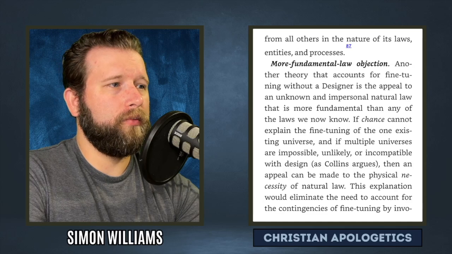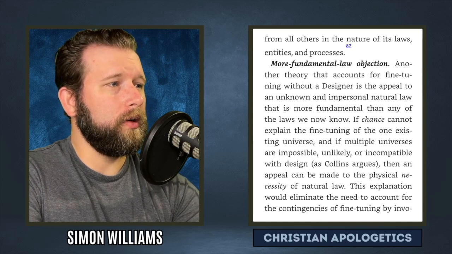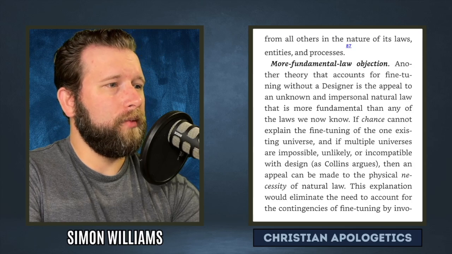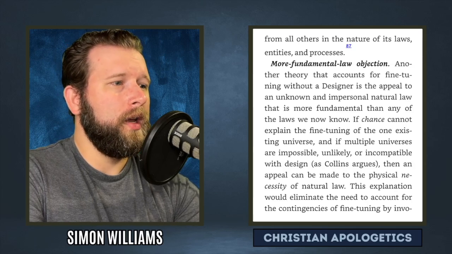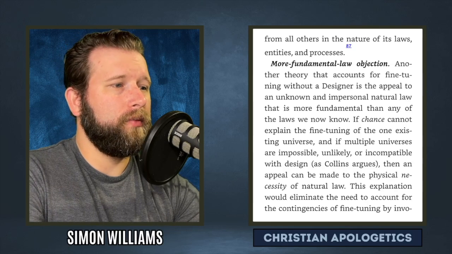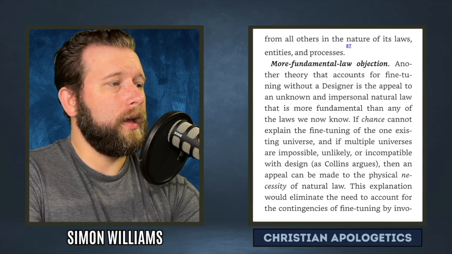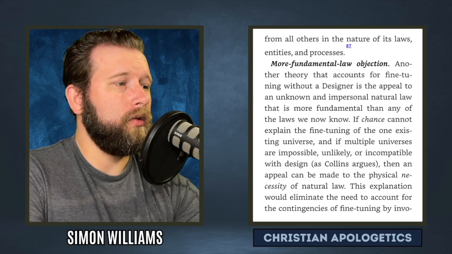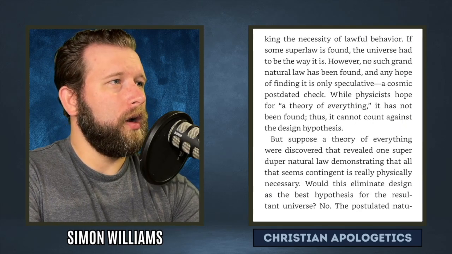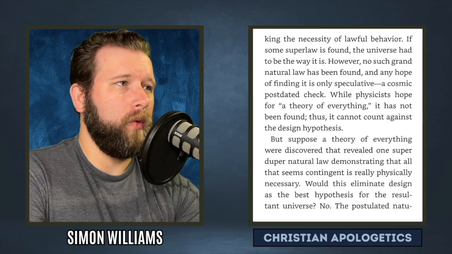If chance cannot explain the fine-tuning of one existing universe, and if multiple universes are impossible, unlikely, or incompatible with design, as Collins argues, then an appeal can be made to physical necessity or natural law. This explanation would eliminate the need to account for the contingencies of fine-tuning by invoking the necessity of lawful behavior. If some super law is found, the universe had to be the way it is.